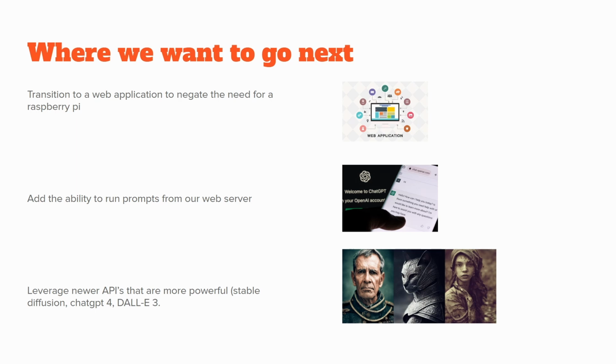Currently, we use ChatGPT 3.5 Turbo for the natural language to text prompts, and for the text to image prompts, we use DALL-E 2 instead of DALL-E 3, mainly just because it's cheaper, but also because DALL-E 3 presented us some issues when we were trying to run it.